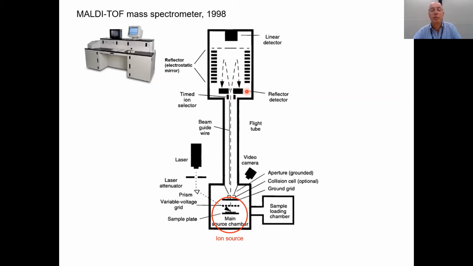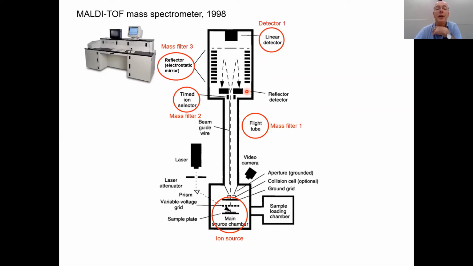And so again, think in terms of ion source, mass filter, and detector. The MALDI source chamber is your ion source. The flight tube is the first mass filter. The timed ion selector is the second mass filter. We have the first linear detector. We have the reflector, the electrostatic mirror, as another mass filter. And then finally, we have a second detector.